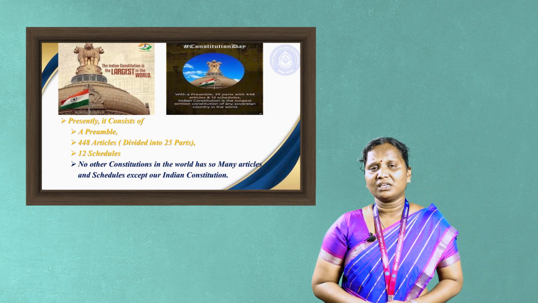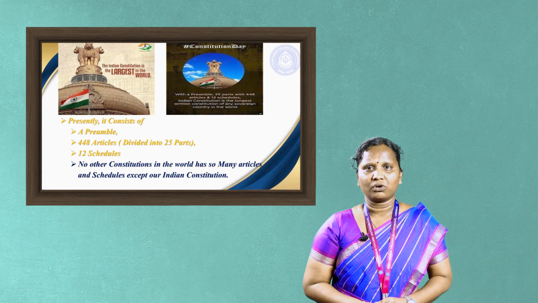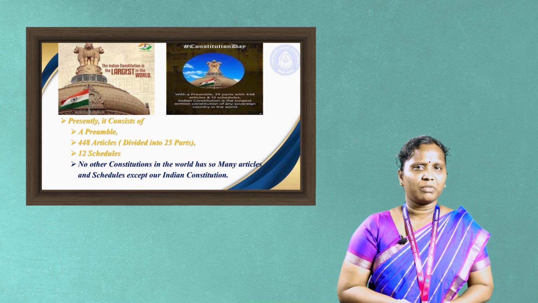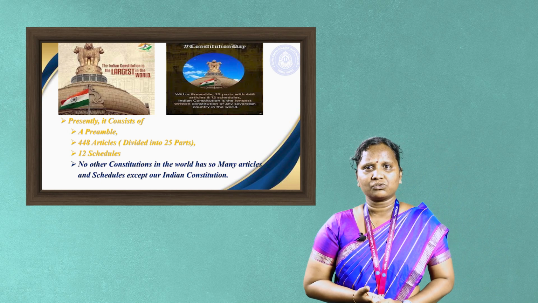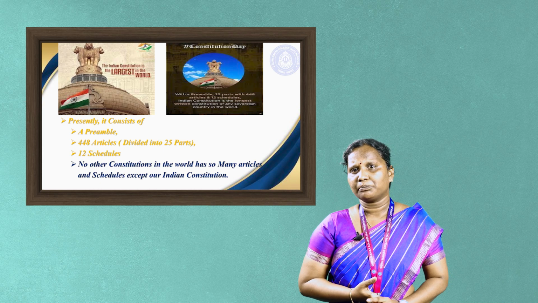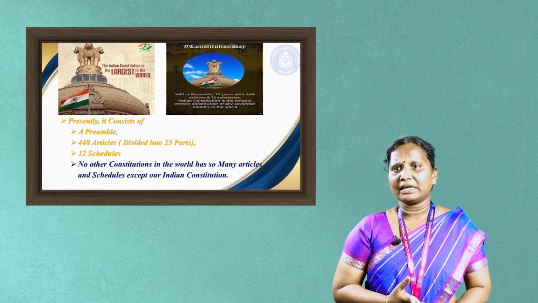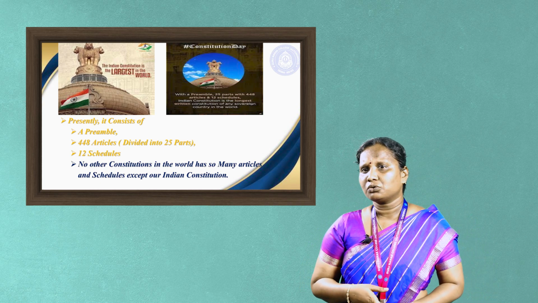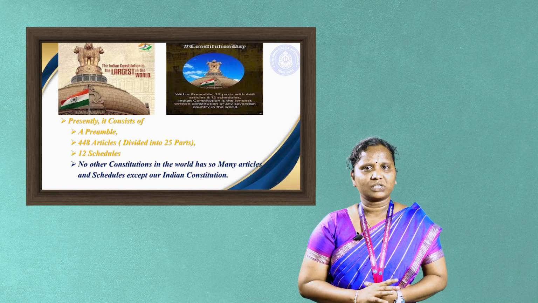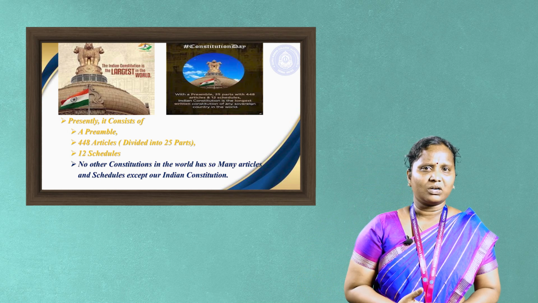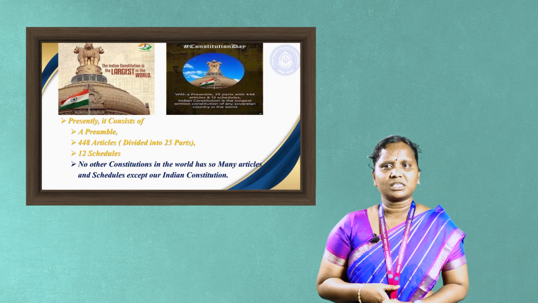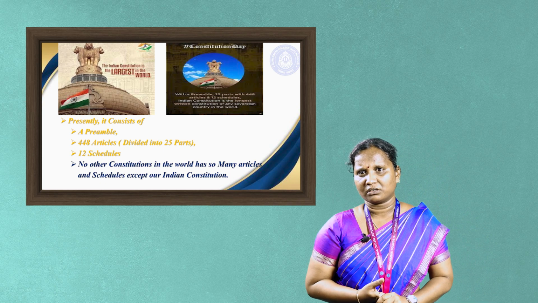But as per 2024, because of the lot of constitutional amendments, presently the Indian Constitution has a preamble and 448 articles divided into 25 parts and 12 schedules. So no other constitution in the world has so many articles and schedules except our Indian Constitution.